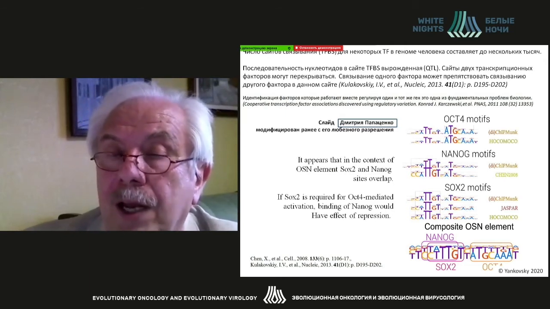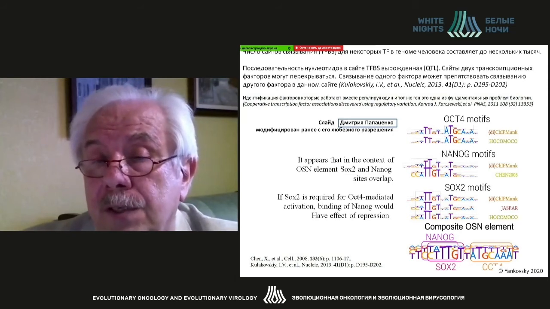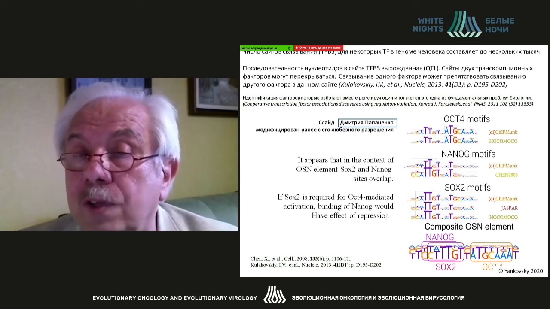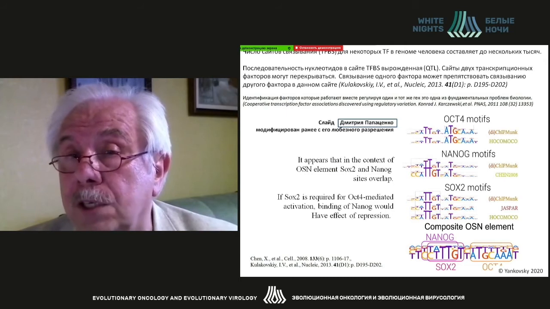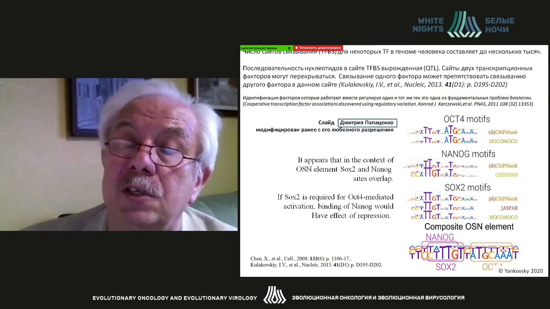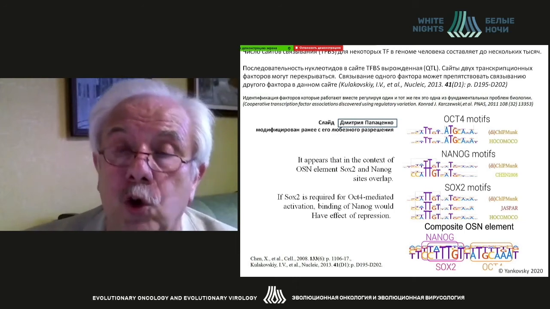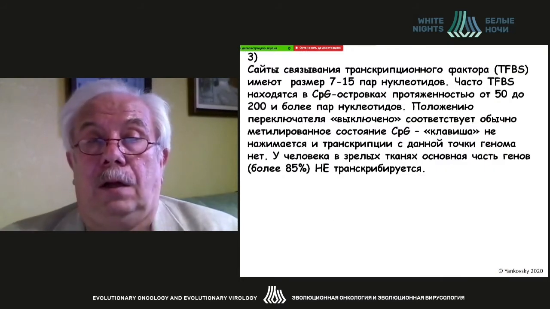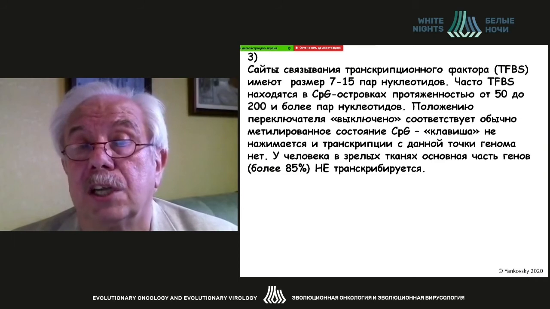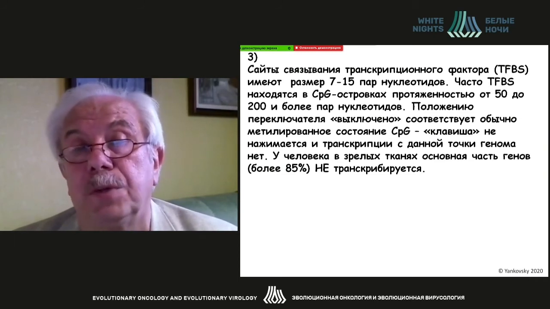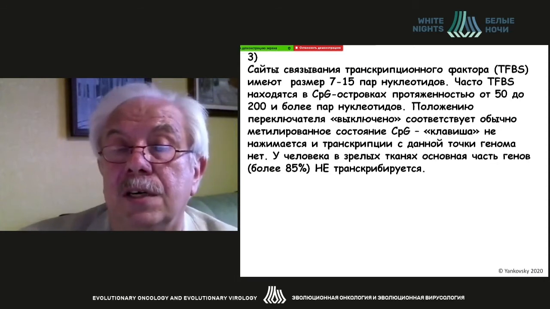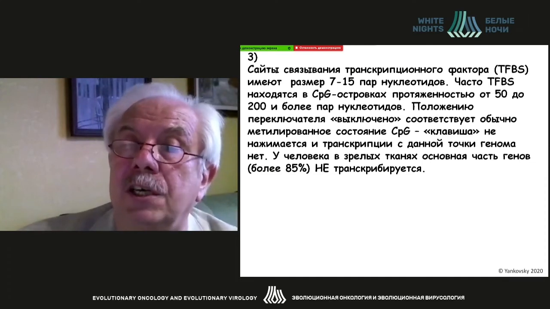And apart from methylation, they may be linked. You can see that the letters are of different height. And the height indicates how frequently these factors can be presented in a particular position. These transcription factors may interact with transcription factors at different points. The binding sites include 7 to 15 nucleotide pairs. TFBS is located in CpG islands that are 50 to 200 and more pairs of nucleotides long.